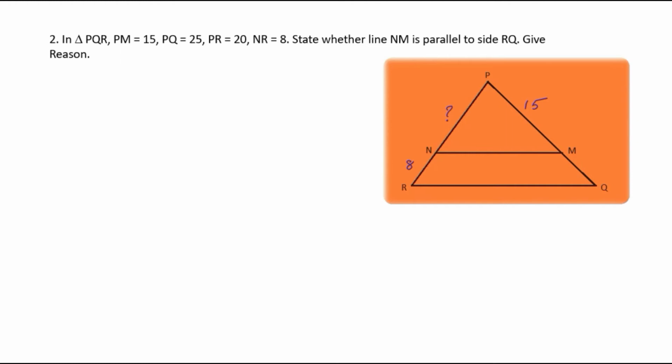PQ, entire PQ is 25. And PR, the entire PR is 20. And MQ is missing. These things only are given. Now state whether line NM is parallel to side RQ or not, and give reason. So how to find whether line NM and line RQ are parallel or not?